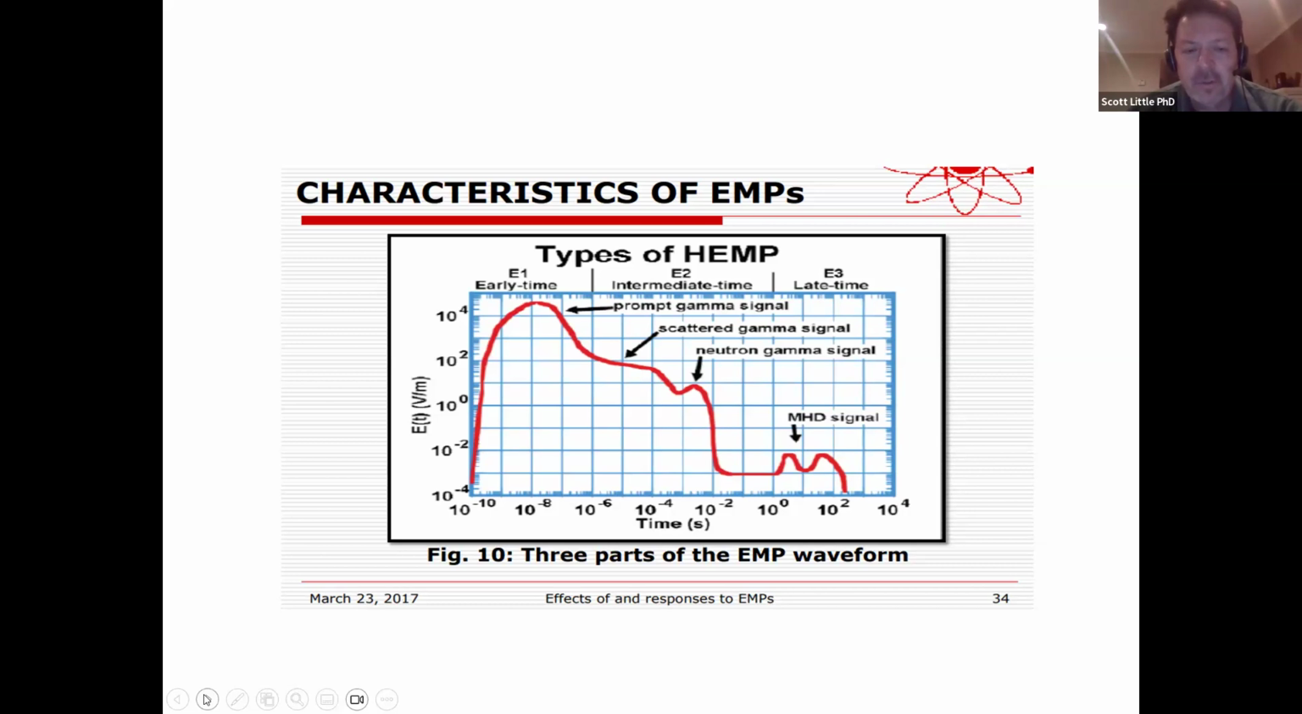They're very fast, moving at tens of thousands of volts per meter. And then you get to the E2, which is the intermediate time, where it's getting more scattered and you're getting more neutron signals, a little bit slower, going from about 10 to the minus 6 till about 10 seconds or so. And then finally you get what are called the late time, the E3s, and we'll see what the effects are. Those are the slower waveforms.